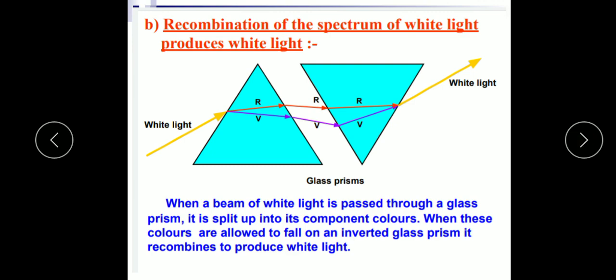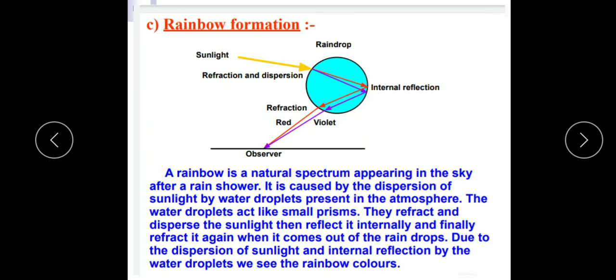So the next example is rainbow formation. Now let us discuss the rainbow formation. A rainbow is a natural spectrum appearing in the sky after a rain shower.